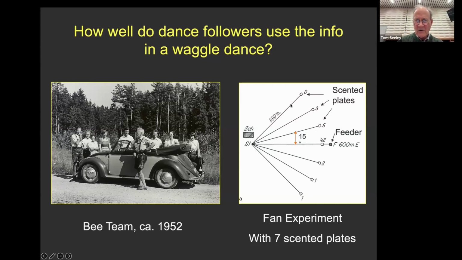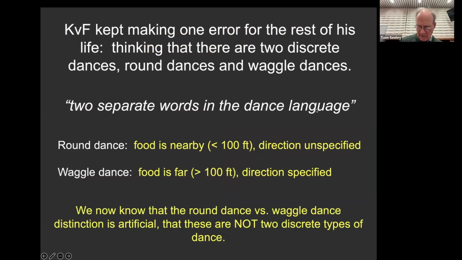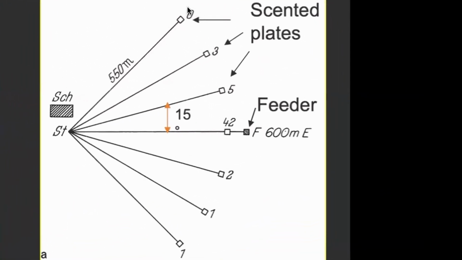And the question was, well, how well do the bees use the information? How well do they use the direction information in particular for this experiment? And the results are shown here. These little numbers, which might be a little hard to read, indicate how many recruits came to each of these stations over, I think, an hour-long period. 42 showed up at the scented plate in the direction of the feeder. Only 5 showed up at an angle to the feeder. 5, 2, 1, 1, or 5, 3, 0. So yeah, it was very clear. The bees that had followed the dances knew the direction with pretty good precision.